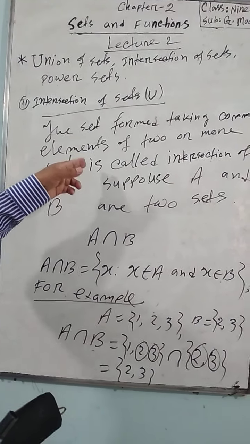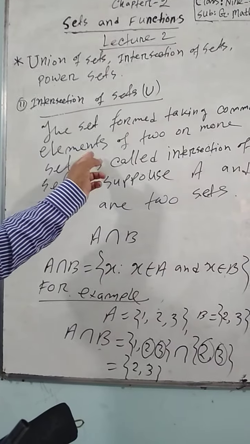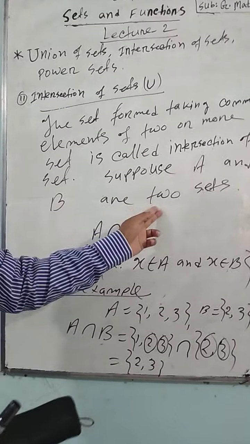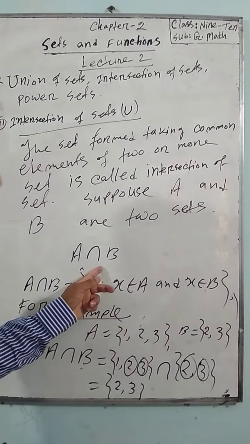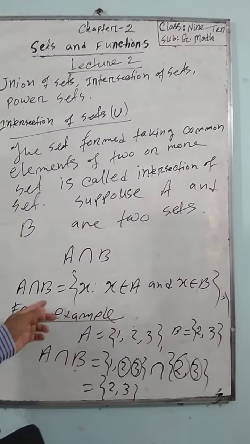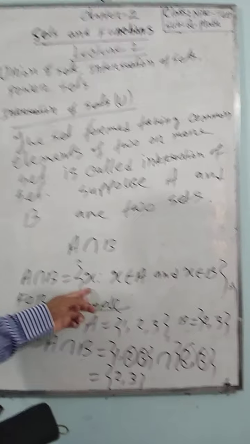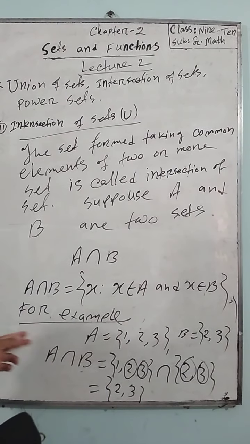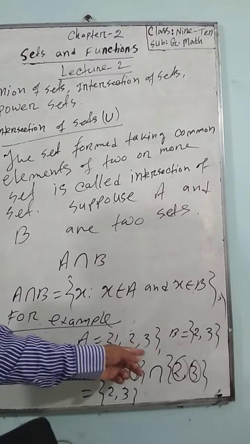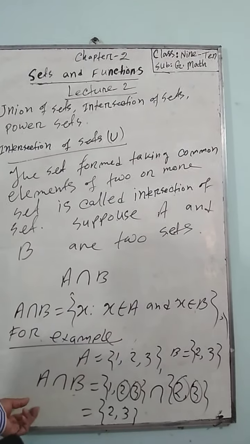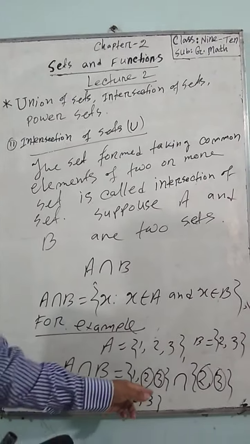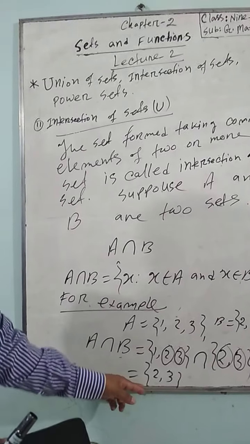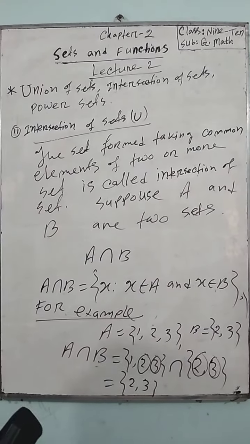From the definition we know the set formed by taking common elements of two or more sets is called intersection of sets. Suppose A and B are two sets, so we can write A intersection B. In set builder's method, A intersection B is {X such that X belongs to A and X belongs to B}. For example, A is {1, 2, 3} and B is {2, 3}. So A intersection B is {1, 2, 3} and {2, 3}. Here the common elements are 2 and 3. So we can write {2, 3}. This is the result of intersection of sets.